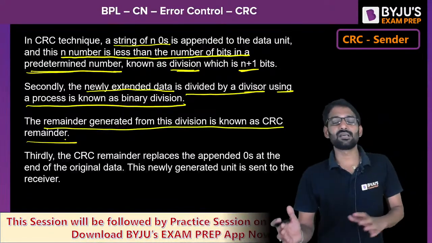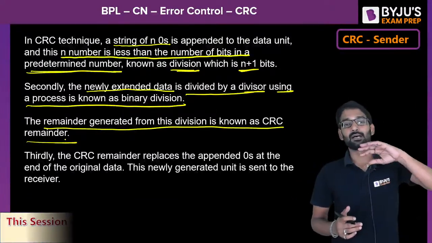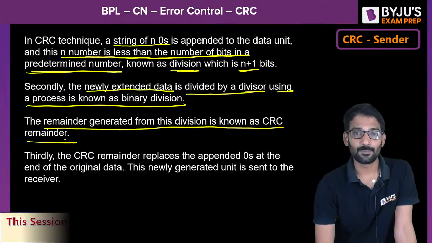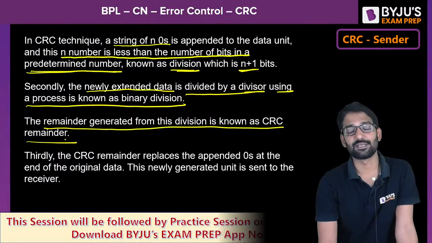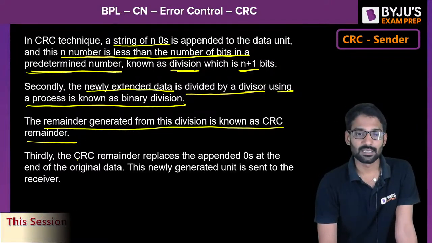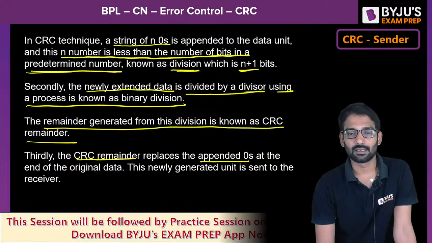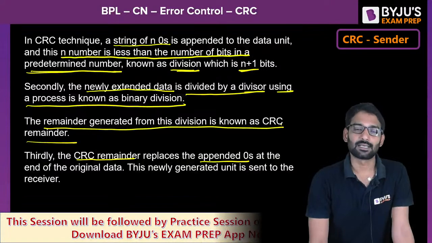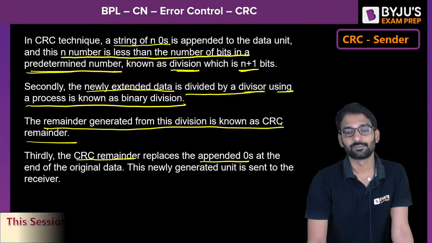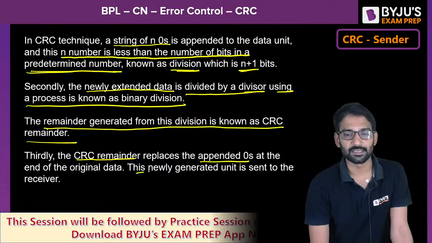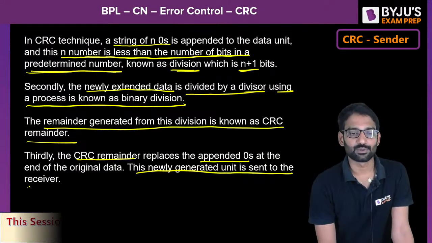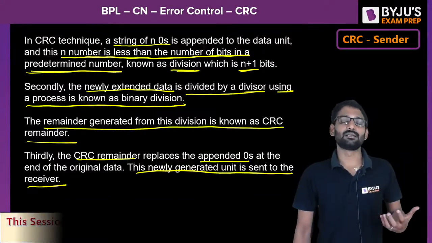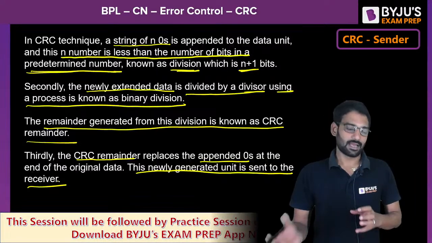Now this CRC remainder replaces the earlier added zeros. We have added n zeros if the divisor is n plus 1 bits. So the CRC remainder replaces these appended zeros. That is what is called the code word. That newly generated unit is sent to the receiver. This is how the sender calculates the remainder, appends it and sends.